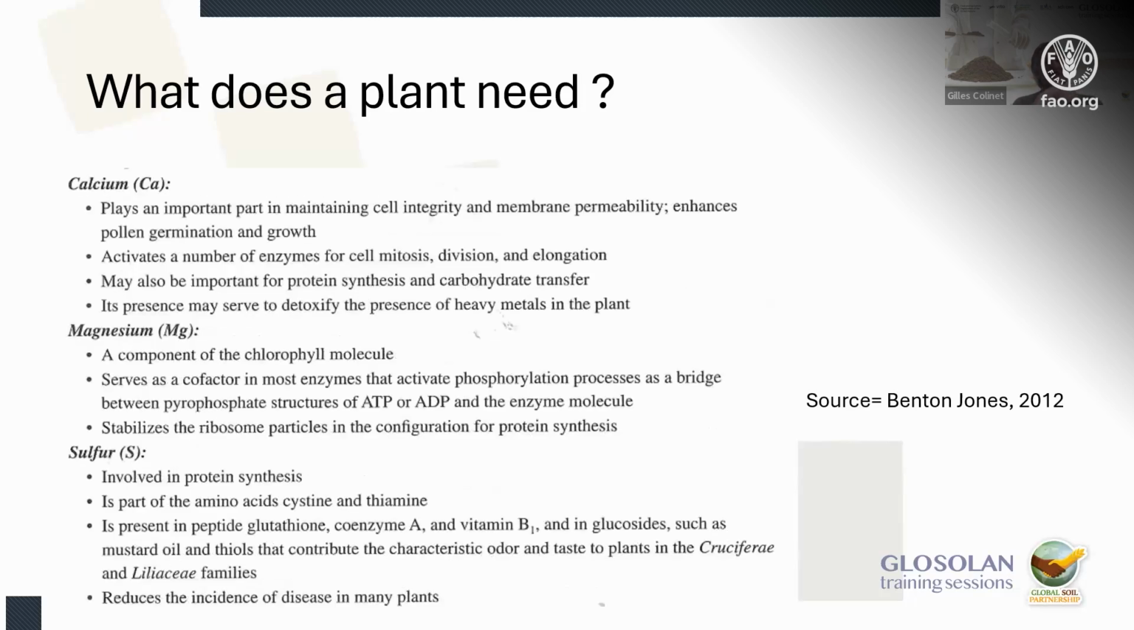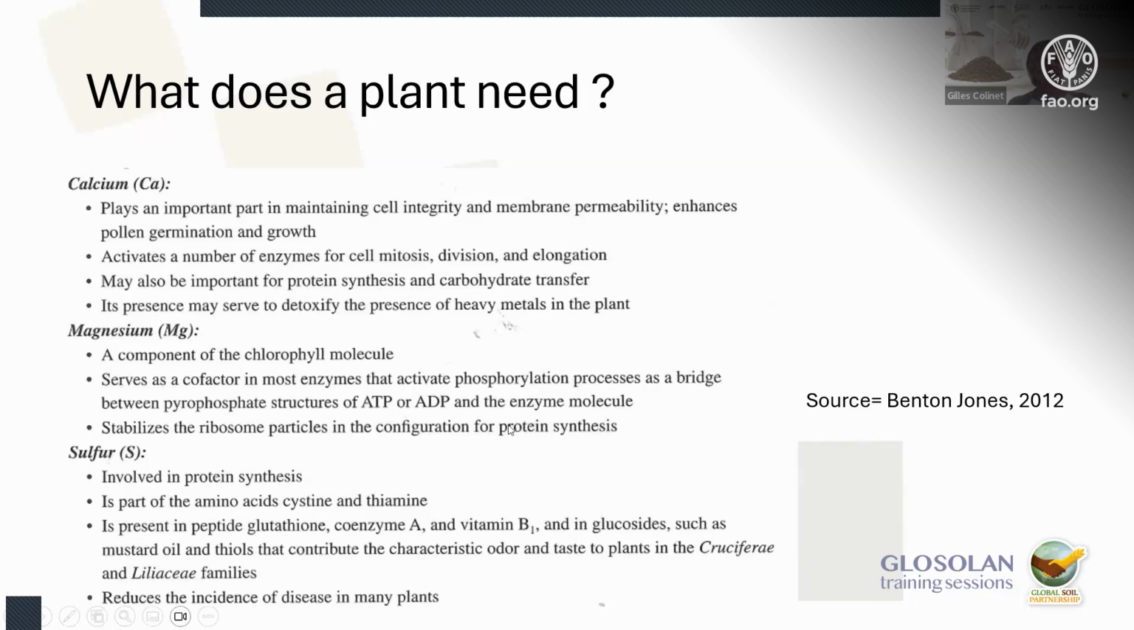Regarding the other elements, calcium also plays an important role in cell integrity and the permeability of the membranes. It activates enzymes for the division of the cells, so mitosis and elongation. Also, it can have an important role in detoxifying the presence of heavy metals in the plant by binding to some of them.